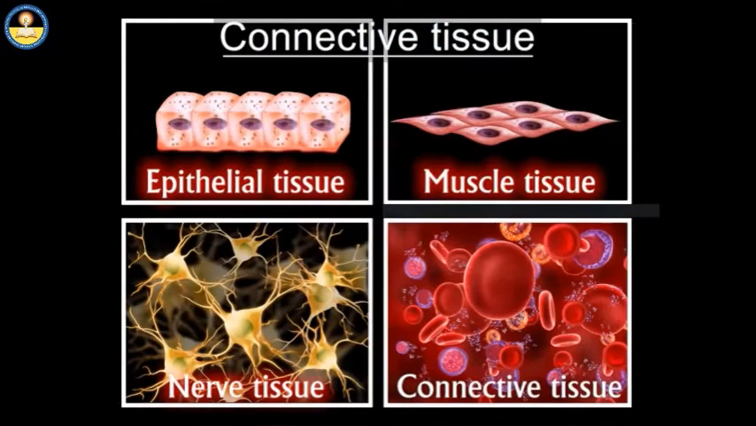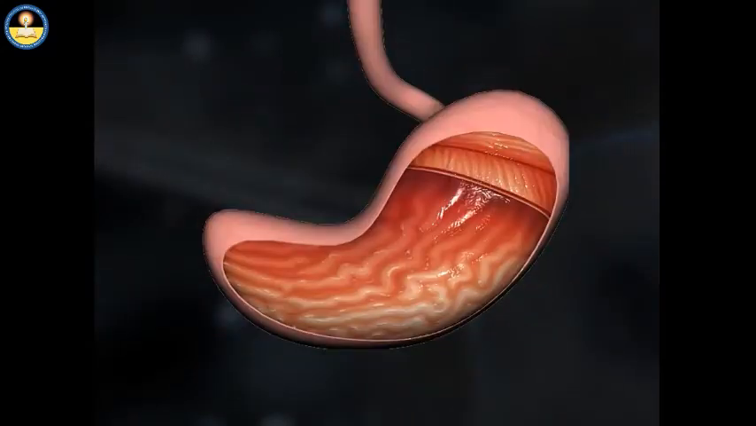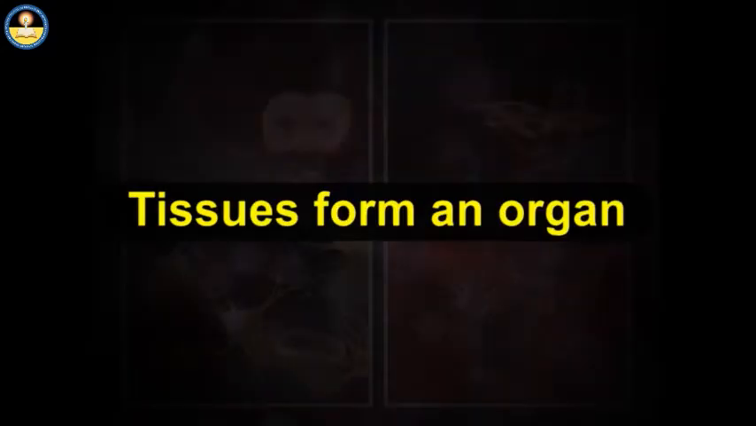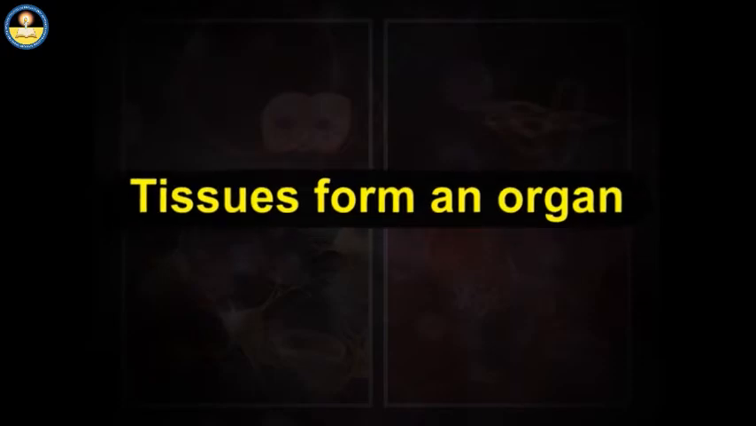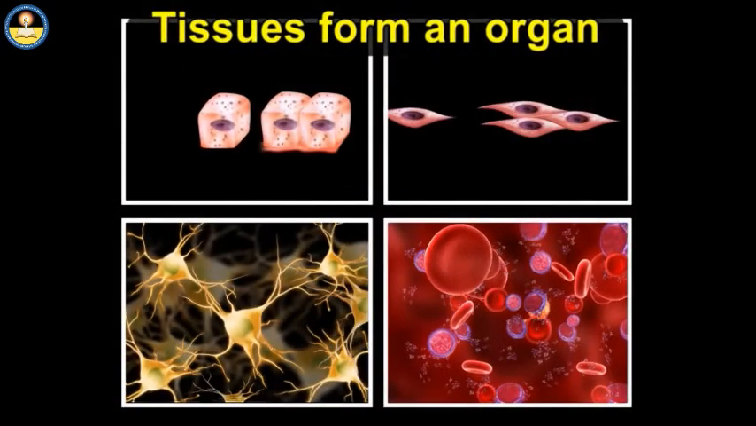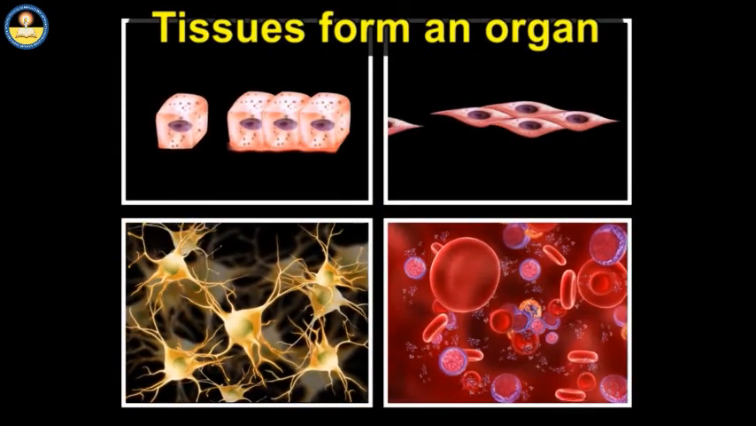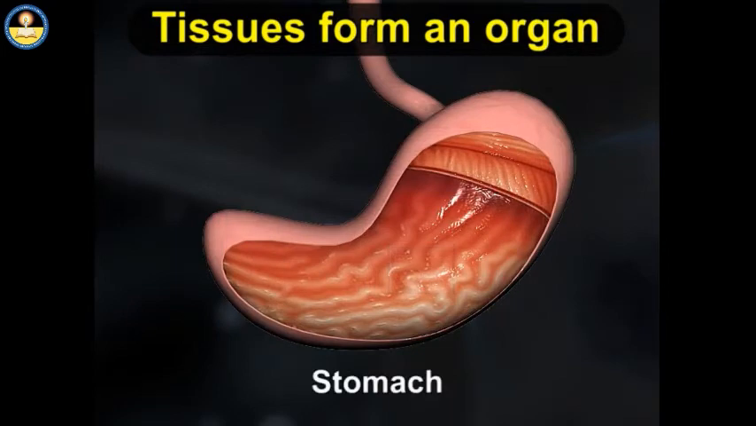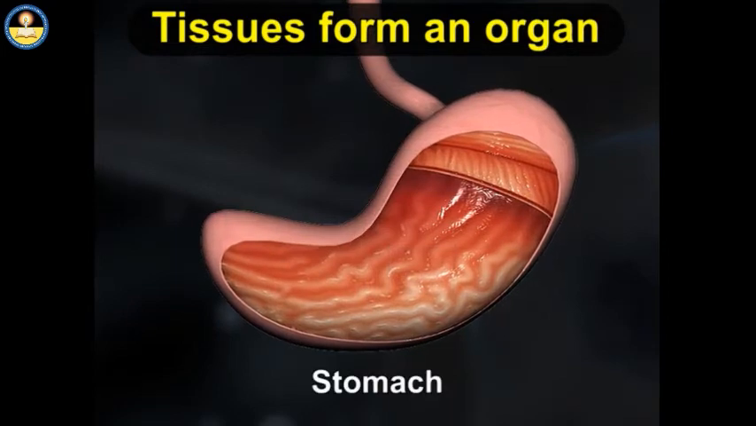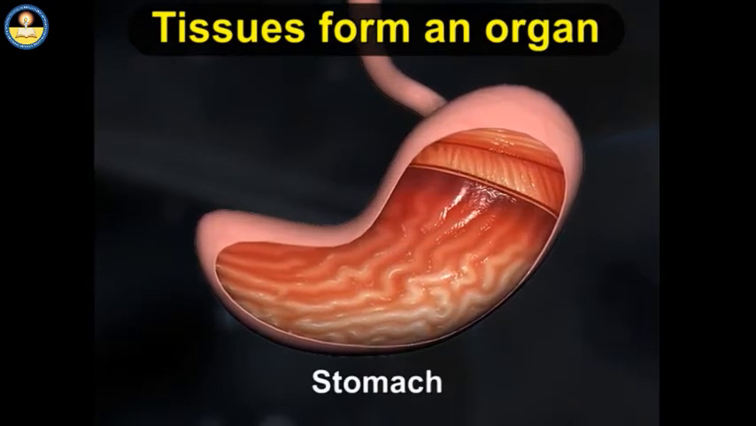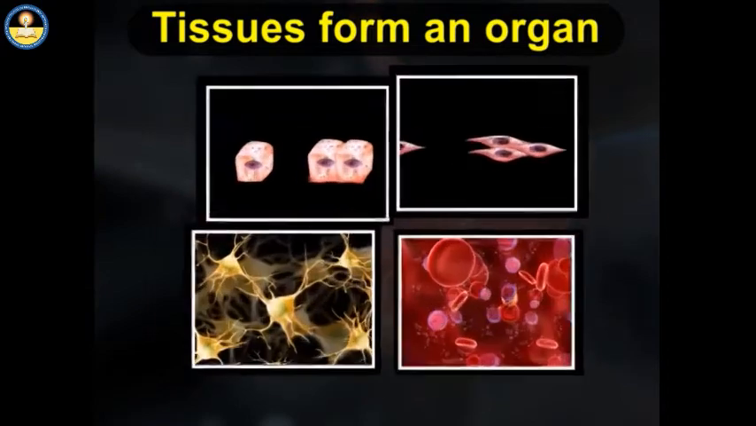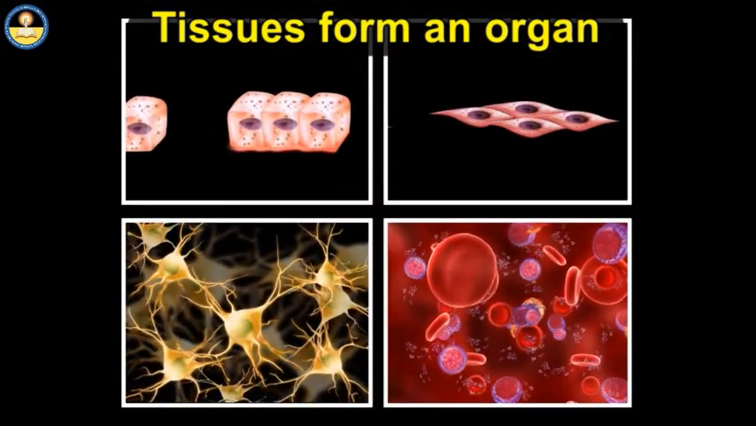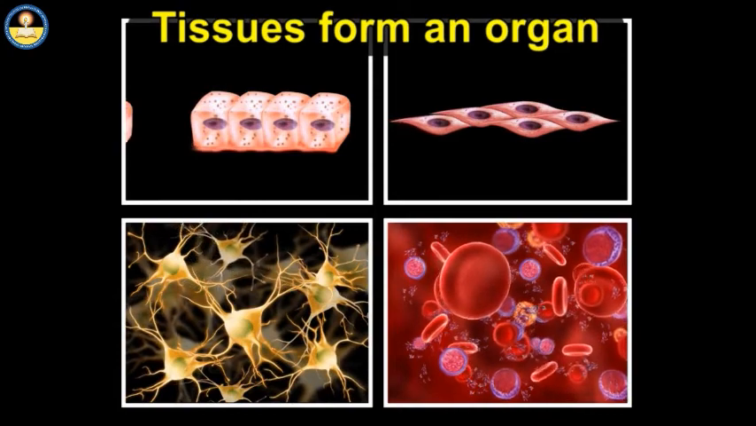All these tissues join to form an organ. An organ is the next level of organization in the body. An organ is a structure that contains at least two different types of tissues functioning together for a common purpose. So we can say that an organ is made up of tissues that work together to perform a specific activity.